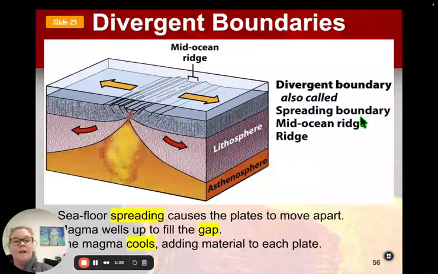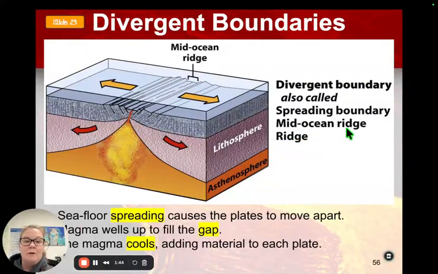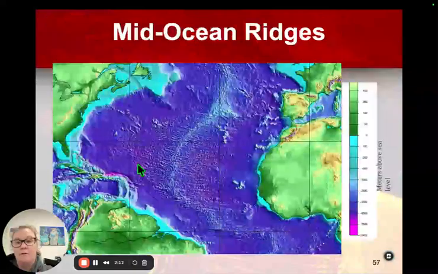Okay, so a divergent boundary, also called a spreading boundary, is a mid-ocean ridge or ridge. So this is kind of what it looks like. It's got a kind of mountain range there and then a valley in the middle. Seafloor spreading causes the plates to move apart. Magma wells up to fill the gap. The magma cools, adding material to each plate. So you're moving that all the time. It's moving away from that mid-ocean ridge.